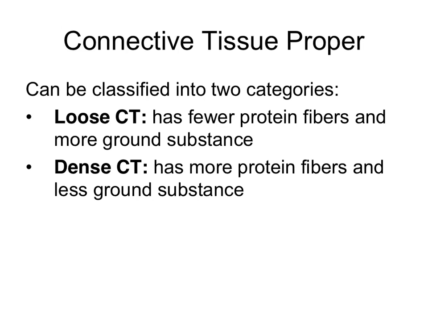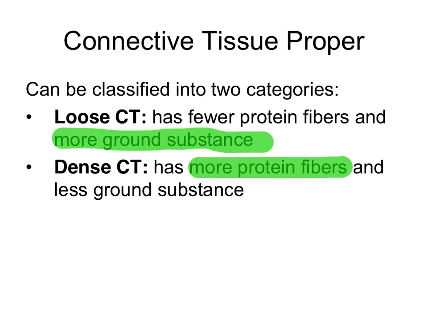Okay, so we're at connective tissue proper, and if you look at your handout, there are two categories, two classifications of connective tissue proper: loose and dense. Loose has more of that ground substance, so we might want to highlight that, more ground substance, okay? And so it's looser, more liquidy. Dense has more protein fibers, so it's going to be thicker, harder, tougher.